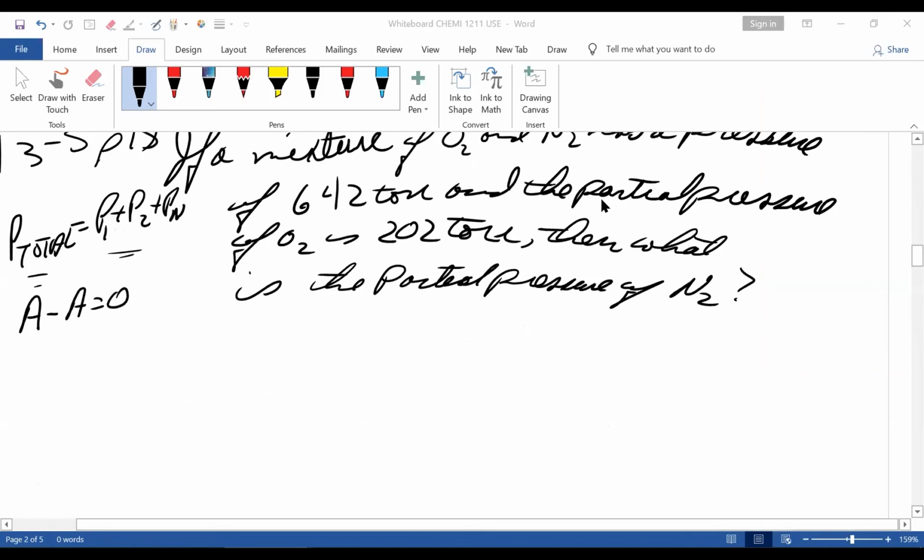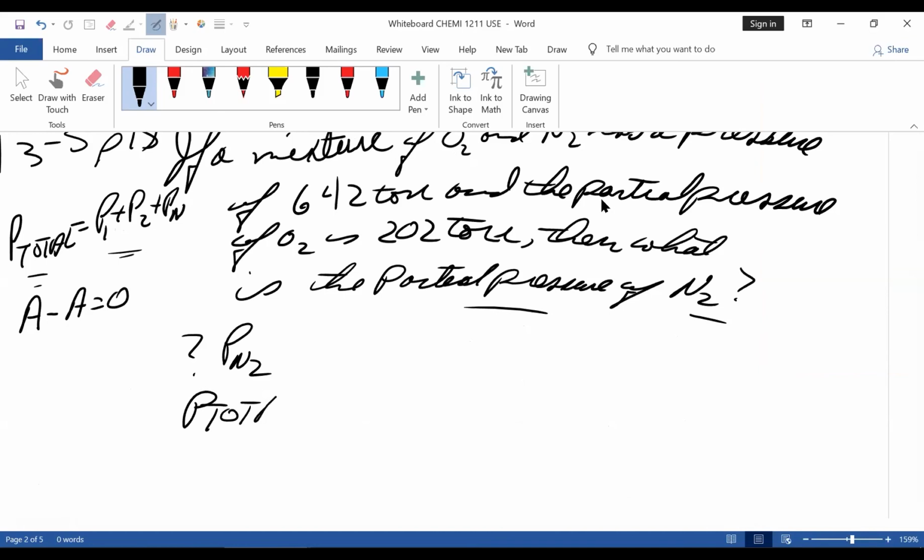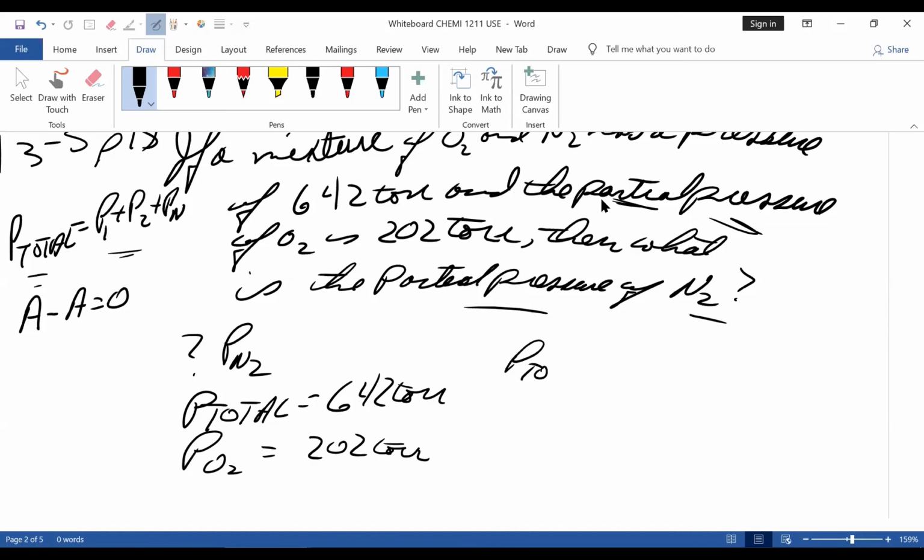What are we being asked to find? We're being asked to find the partial pressure of nitrogen. What are we given? P total. What else are we given? Partial pressure of oxygen. And as soon as you see partial pressure in a problem, you know that's Dalton's law of partial pressures. P total equals the sum of the partial pressures, in this case, P oxygen plus partial pressure nitrogen.